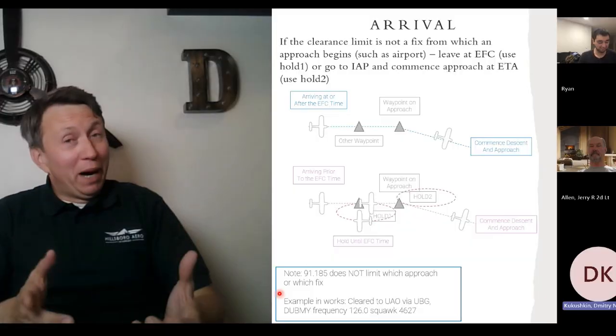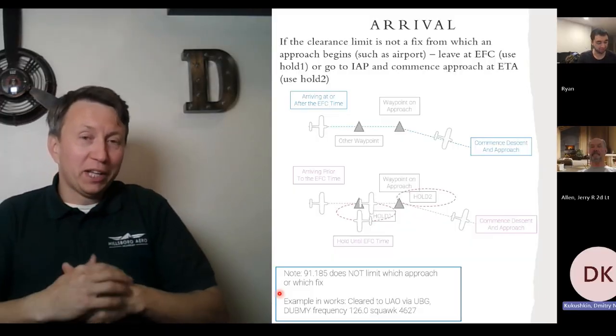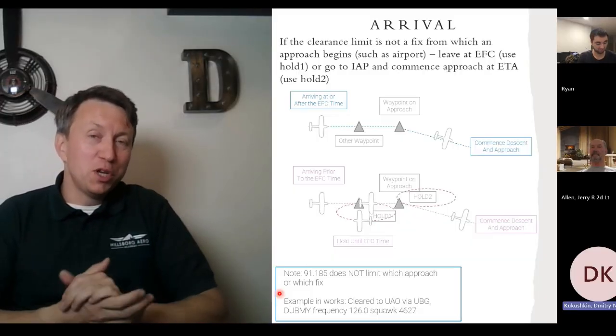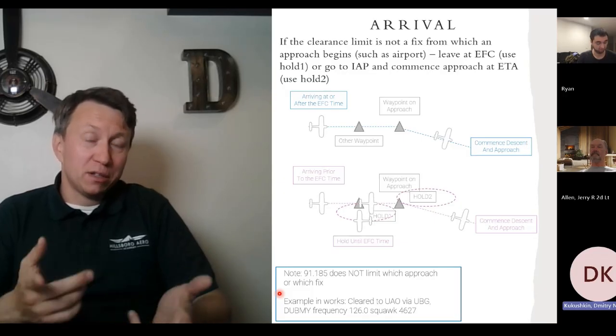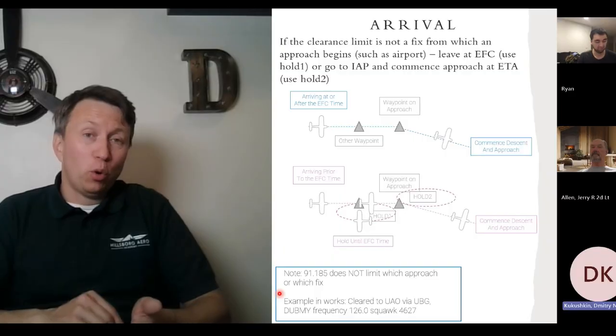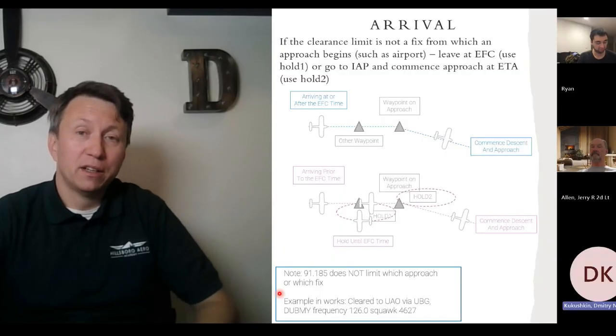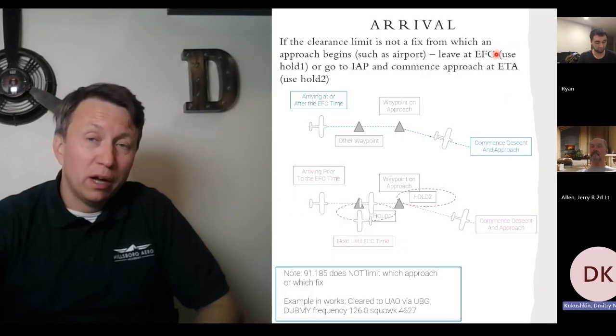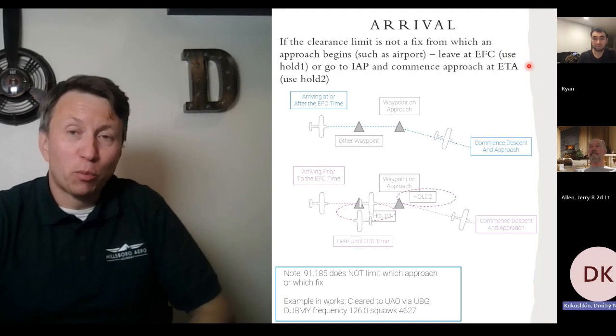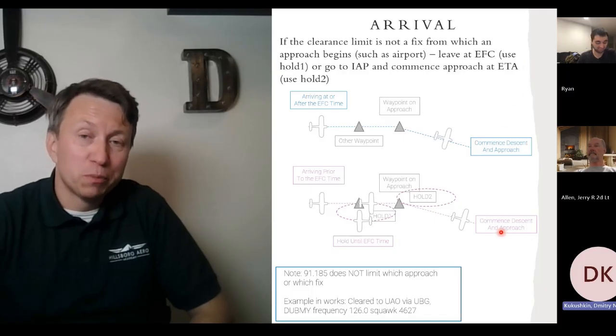And then of course you pick an approach at your discretion, and approach control suddenly doesn't know which way you're going. But the correct answer for how you begin the approach in case you lose comms is just that. You have to hold at your clearance limit, and then you have to leave that at either EFC, expect further clearance, or at your ETA, and proceed to a fix from which approach begins and commence that approach.